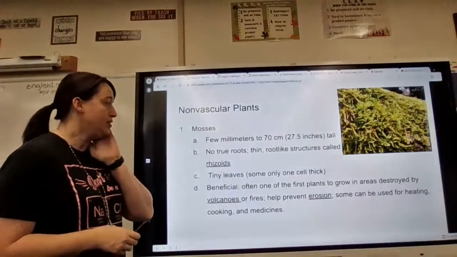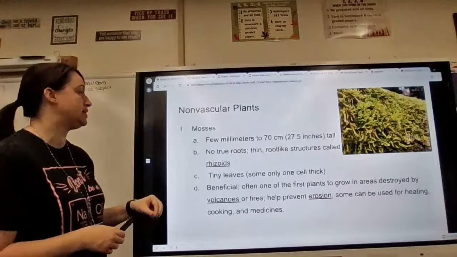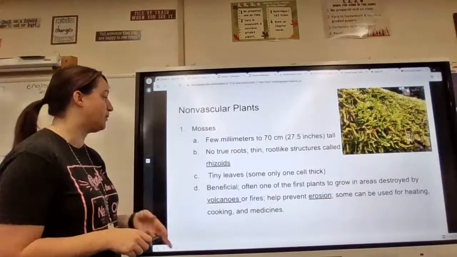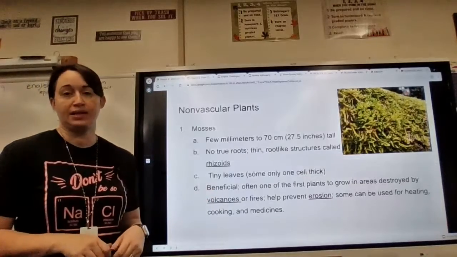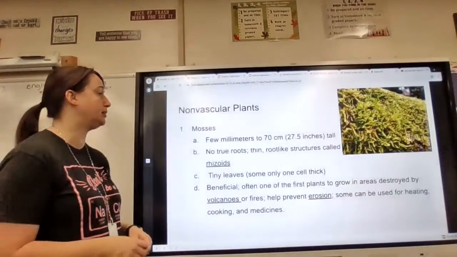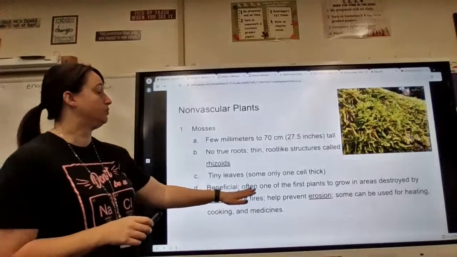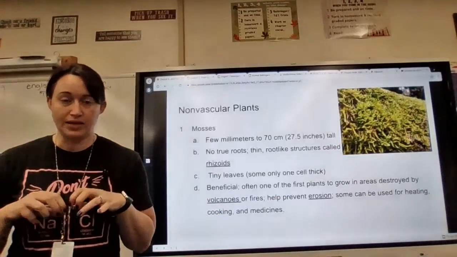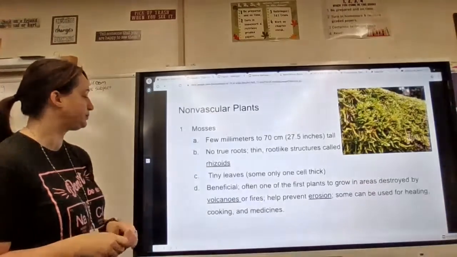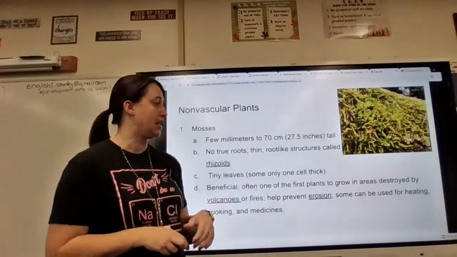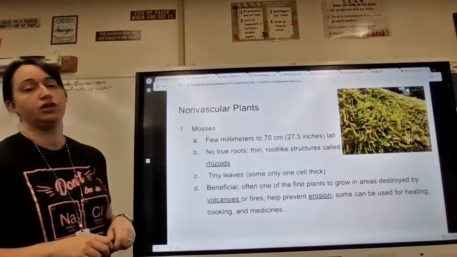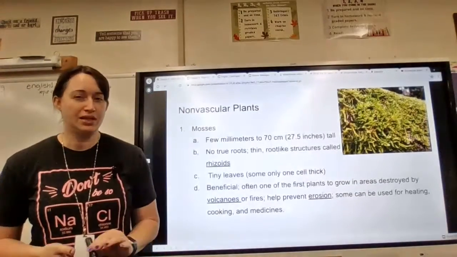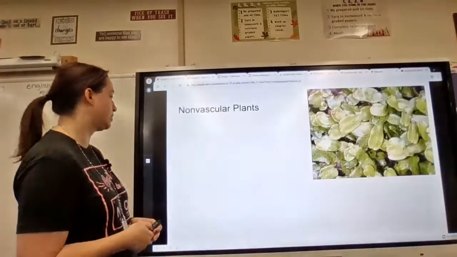Now, one of the great things about moss is that anytime an area is destroyed by a volcanic eruption, mosses are one of the first plants to be able to grow back. They also are really great at helping to prevent erosion because all those tiny little rhizoids hold onto the soil really well. And some mosses can even be used for heating, cooking, and medicines. So they're a very beneficial plant, even though we don't tend to give them a whole lot of attention.